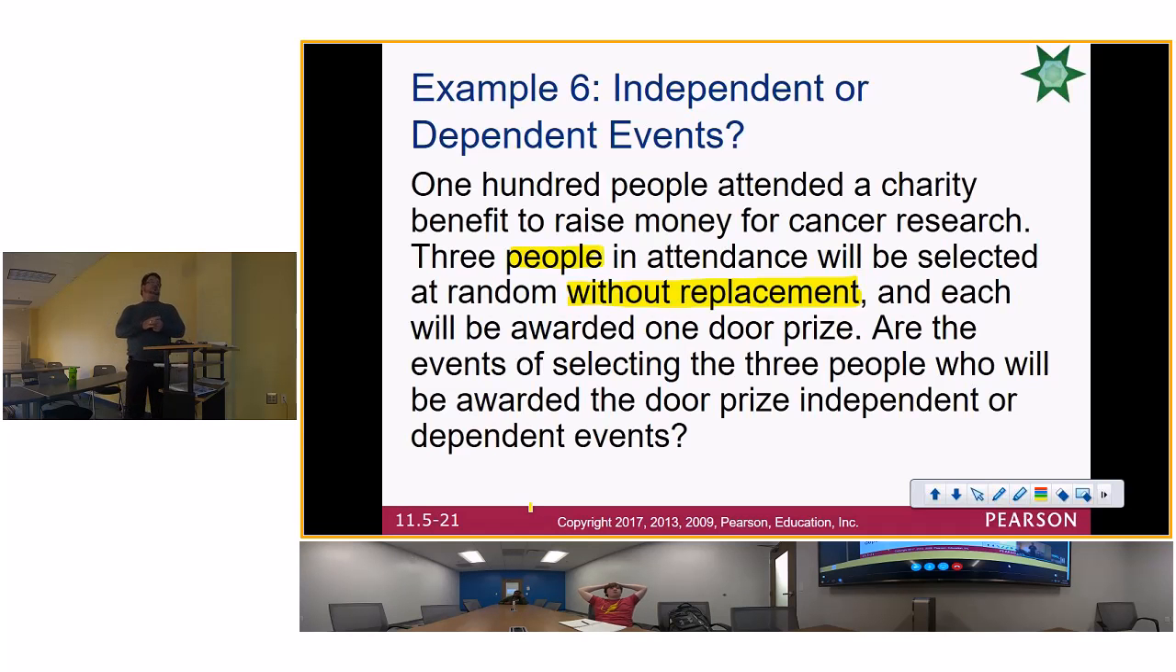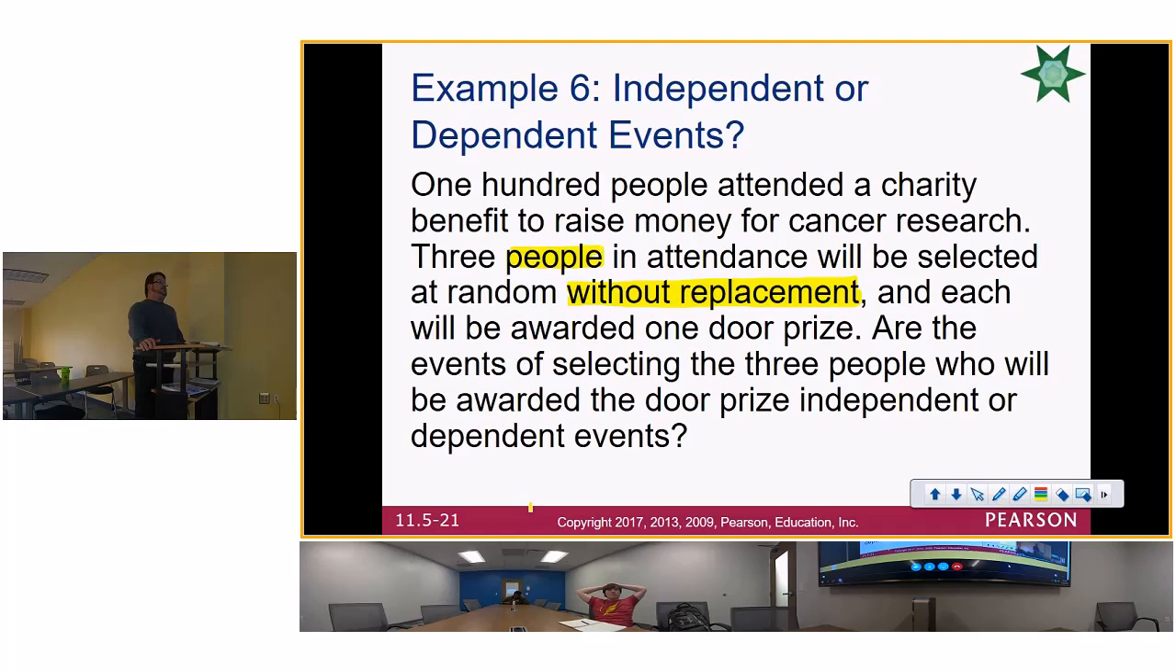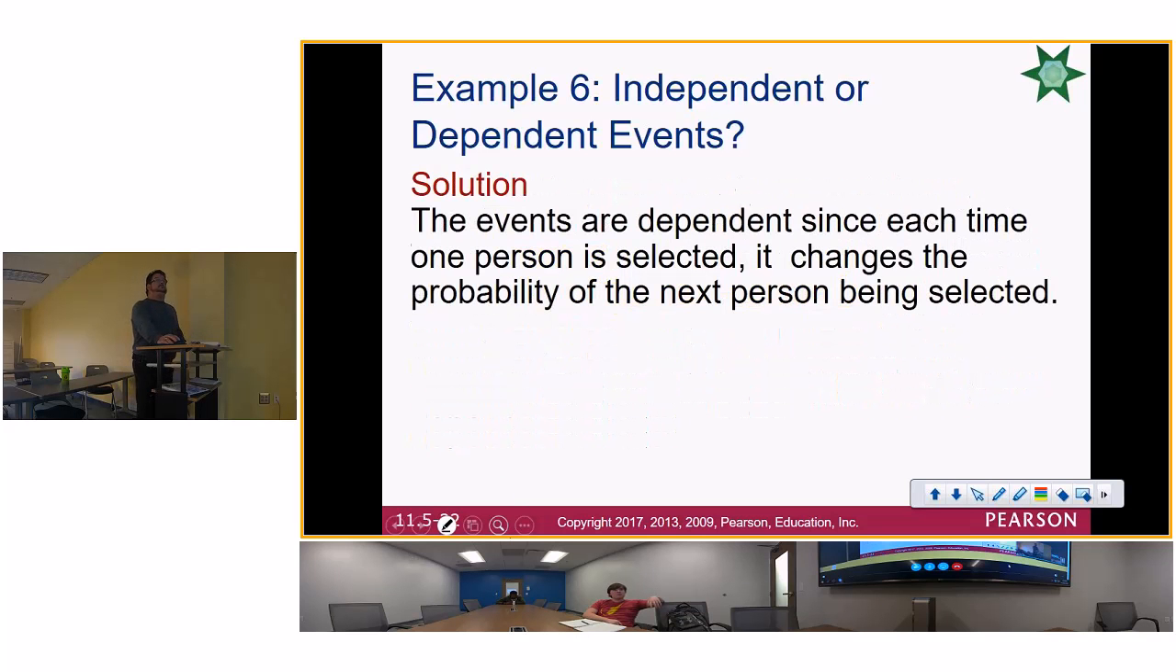So, each will be awarded a door prize. Are the events of selecting 3 people who will be awarded a door prize independent? Without replacement. Without replacement means what? That it's independent. I'm sorry, without replacement means dependent because you're putting it in your pocket. Okay, so that's dependent. Sorry. The events are dependent since each time one person is selected it changes the probability. And also remember, you can't count a person twice. Okay?